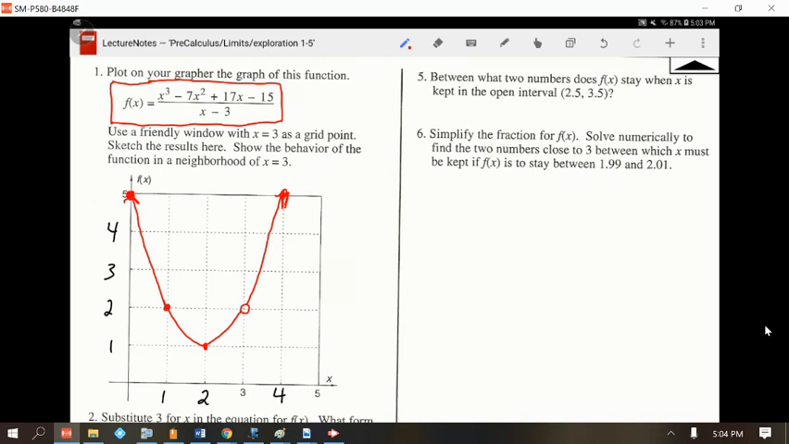Anyway, this is going to take too long. You know my videos are always too long. But what's happening here is this is a parabola that's missing a point. This point right here doesn't exist for this graph. It's a hole in the graph.